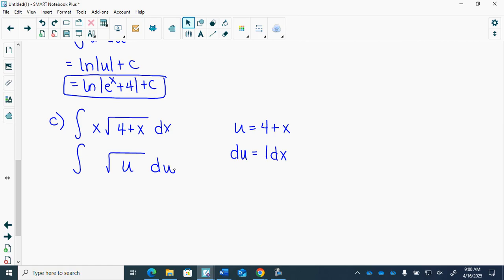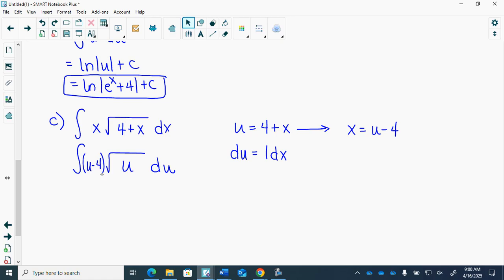So how can we replace the x? I gave you hints. What can we do? We can rearrange that one. Yes? So we're going to get x equals u minus 4. So I'm going to replace this x with u minus 4.